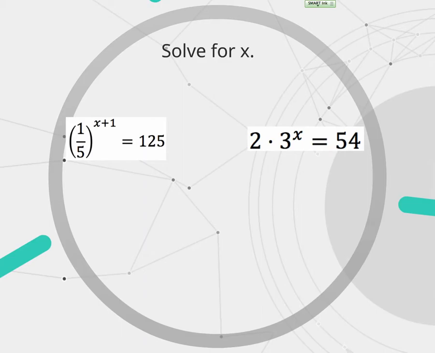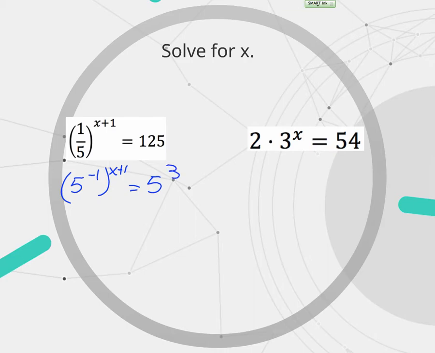So far, I haven't looked at everyone's, but so far it is looking good. So what's my base? 5. So I'm going to change this 1/5 to 5 to the negative 1 to the x plus 1 equals 5 to what power? 3. The third power. Good.